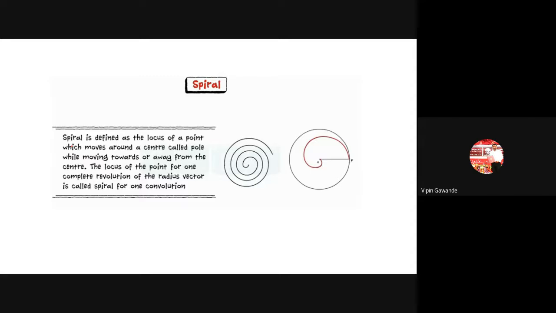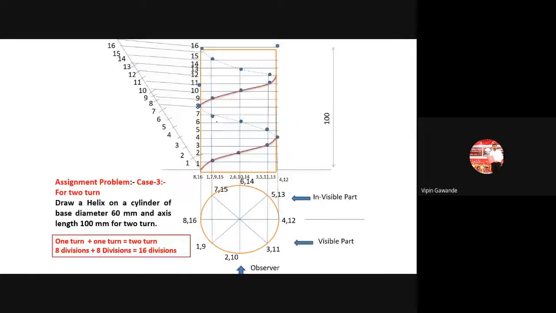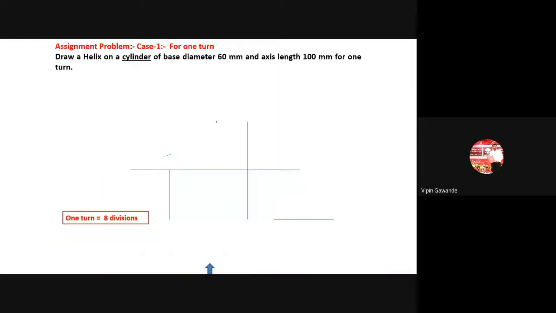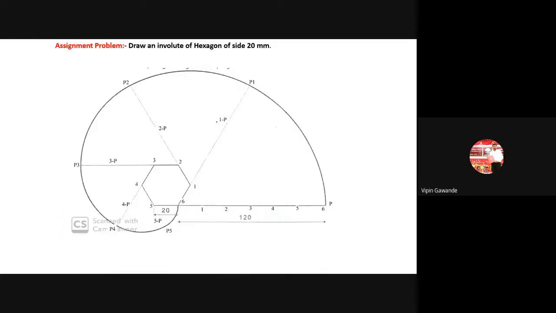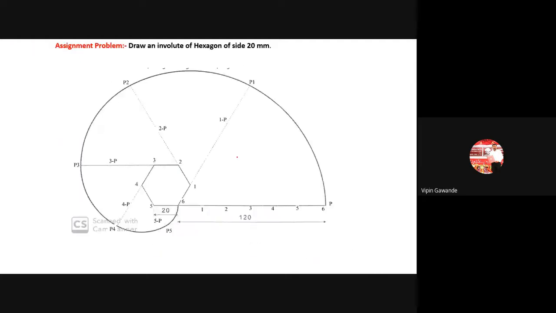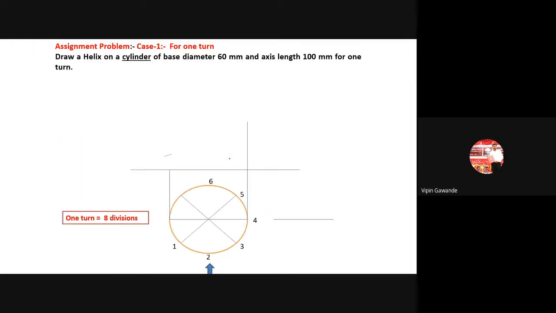In the last lecture, we discussed the involutes, the spirals, involute and the cycloid. In today's lecture, we will discuss our last topic, that is the spiral. In the last lecture we also discussed the helix and the involute. In the helix, we have seen two things, that is, the helix drawn on the cylinder.